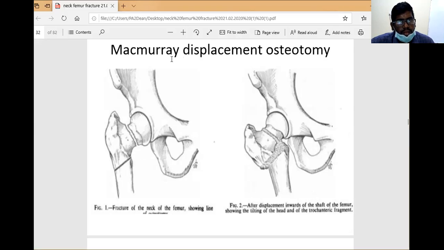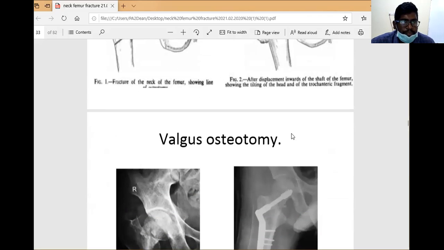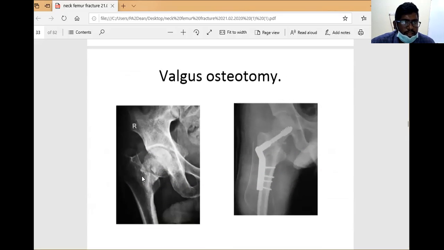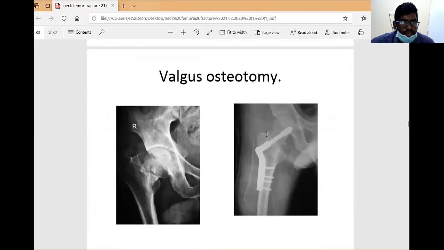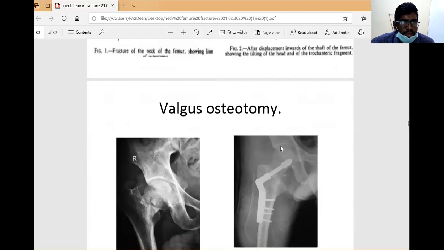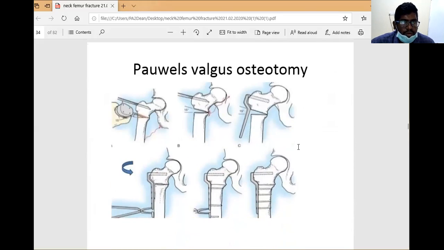One osteotomy is McMurray's osteotomy, which is removal of a chunk of bone and rotating the head so that the fracture line is more horizontal. If there is any weight bearing, there is impaction at the fracture site and the chance of union is high. Another one is valgus osteotomy. These osteotomies are done in a younger age group, not in the elderly. Here also the principle is the same. This is Pauwels' valgus osteotomy. A wedge-shaped bone is removed and the weight-bearing part of the head is turned.